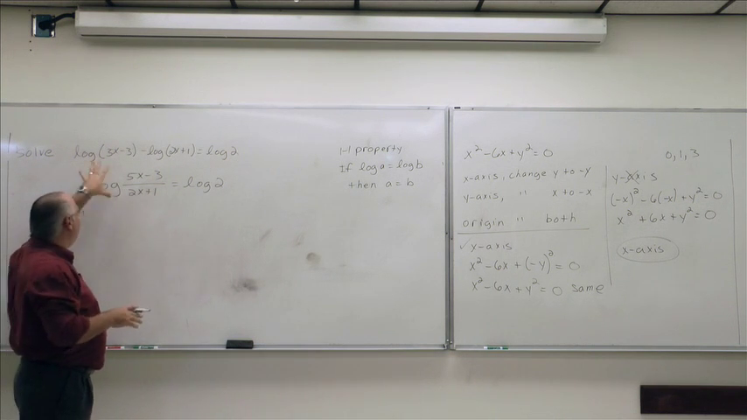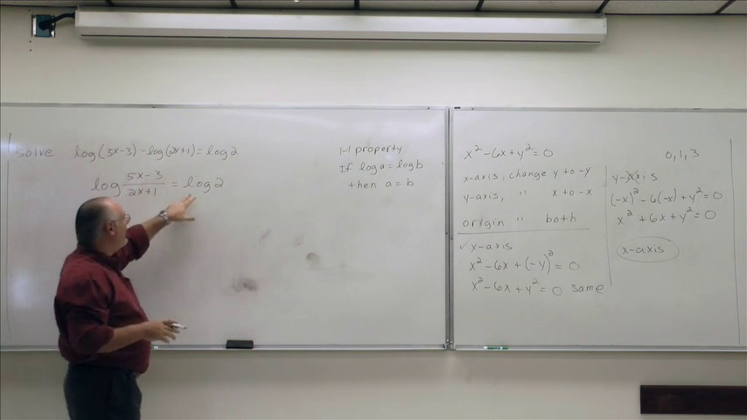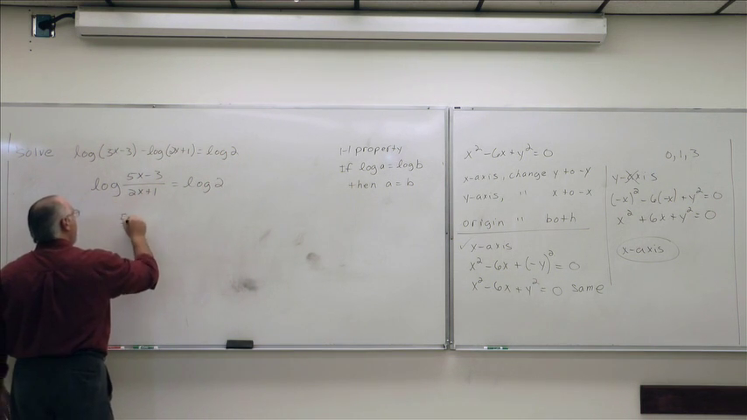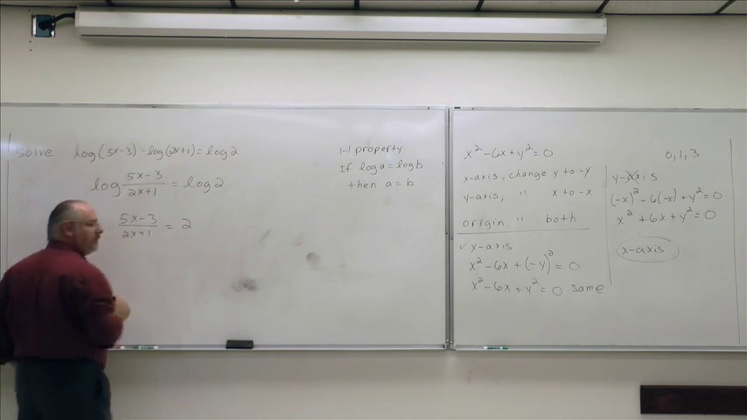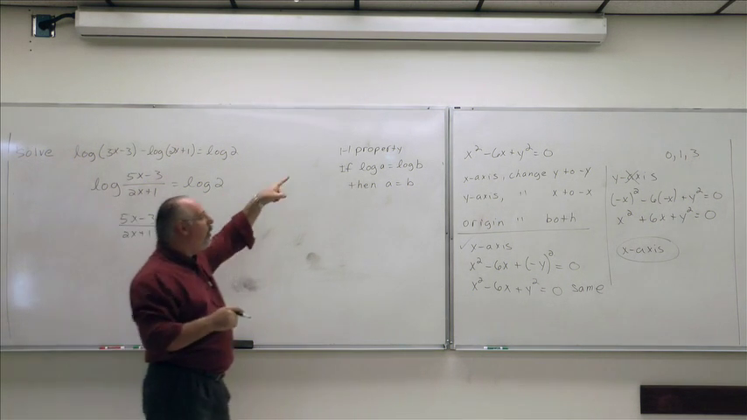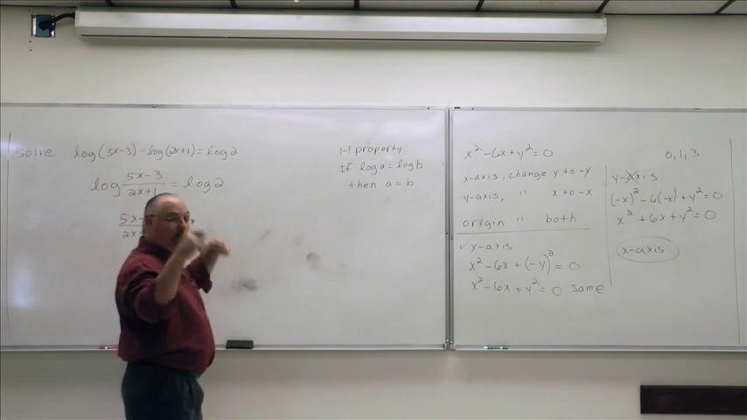So I can turn this subtraction into division. The difference of logarithms becomes the log of a quotient: the log of 5x minus 3 over 2x plus 1 equals the log of 2. So now I have the log of A equals the log of B. So A equals B. But you got to know this property. You got to know what you're doing. Otherwise, you're just going to write stuff.